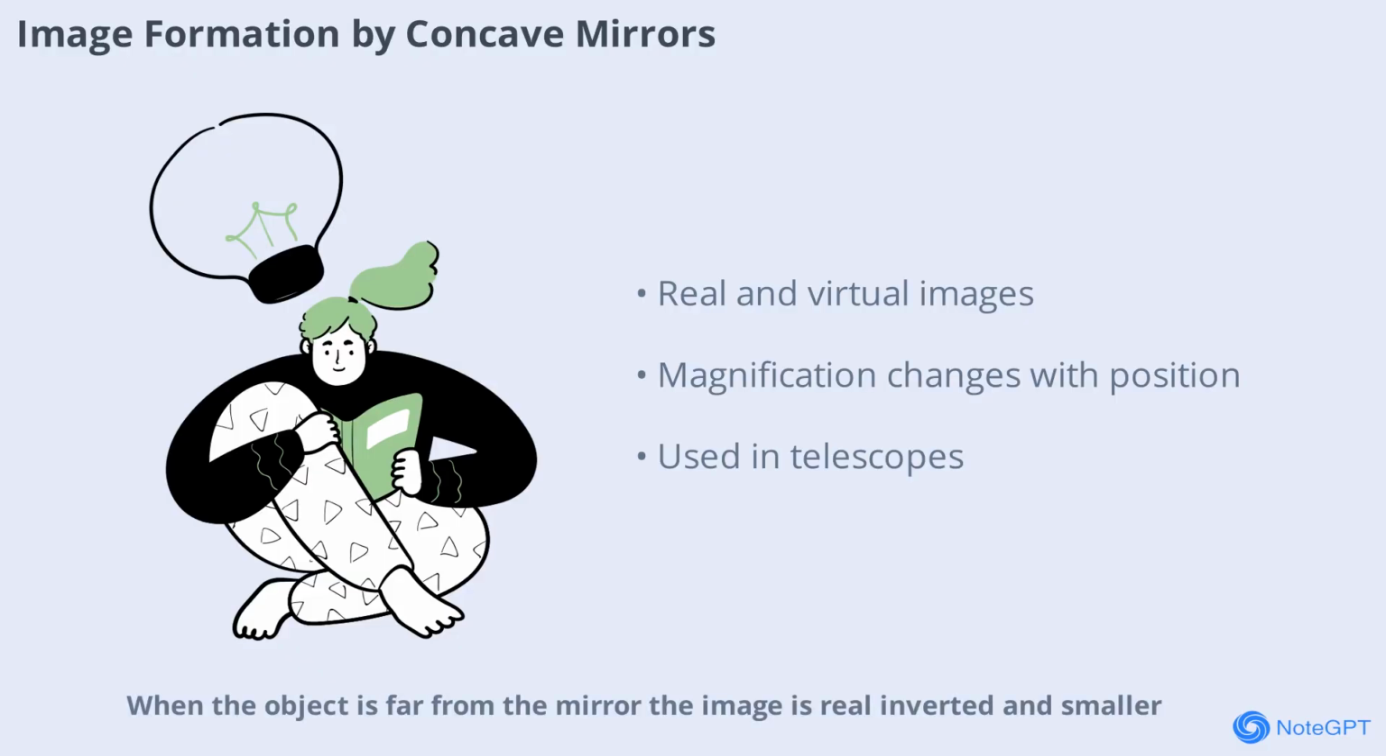When the object is far from the mirror, the image is real, inverted, and smaller. As the object moves closer, the image becomes larger. If the object is between the focus and the mirror, the image is virtual, upright, and magnified. This property is used in makeup mirrors and telescopes.